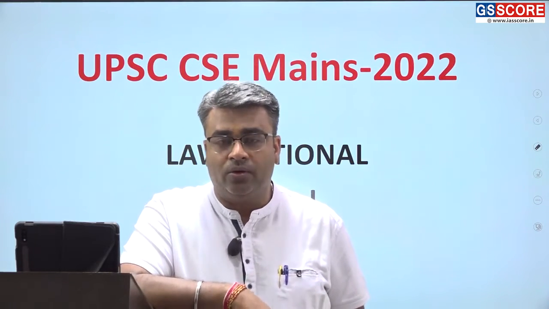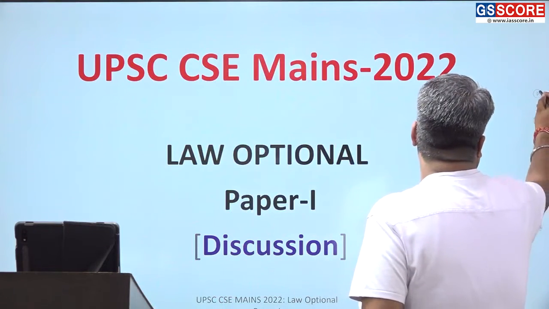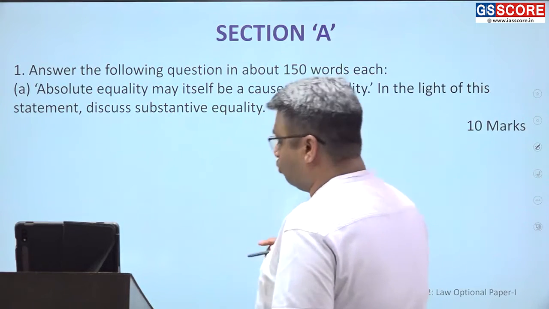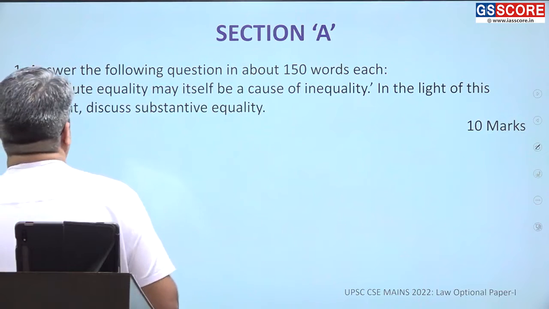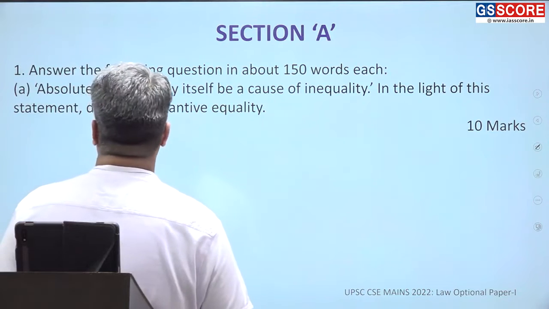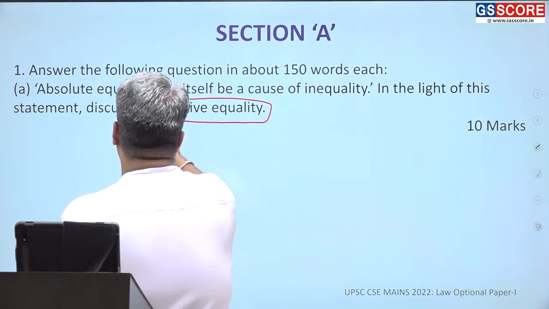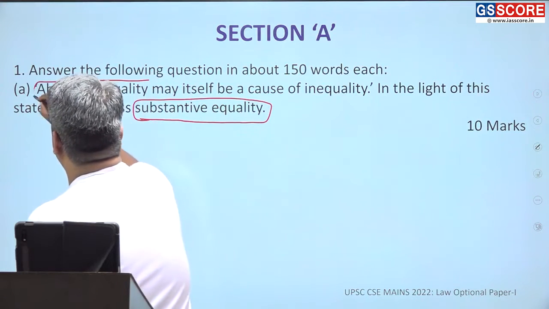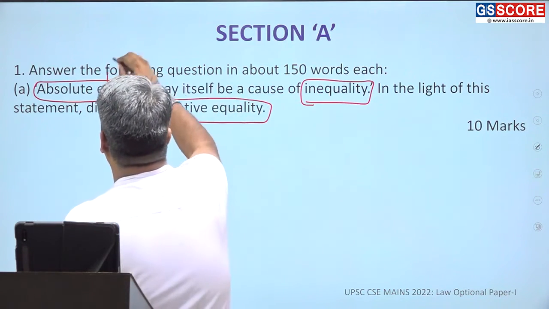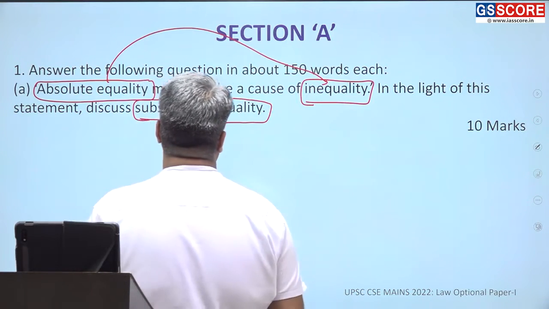Okay, so starting with Paper 1, we have question number 1, Part A: Absolute equality may itself be a cause of inequality. In the light of this statement, discuss substantive equality. If you are clear about what is substantive equality, what is absolute equality, and what is inequality, and you can relate absolute equality with inequality and then conclude why we require substantive equality, your answer is complete.